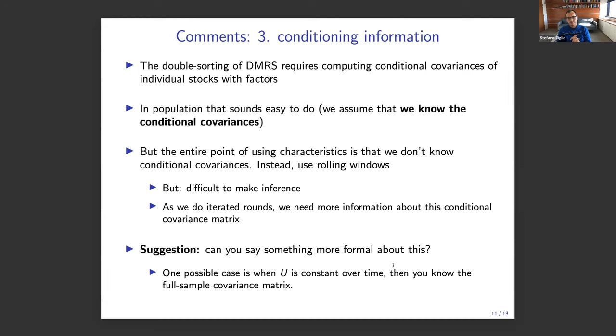Okay, the other side of this, rather than going in that direction, you could potentially say something maybe simpler if you assume that this residual part of U is actually constant over time. Then you can at least do the algebra of how it works if you can fully estimate this U from full sample estimation, or equivalently in population. But I think it would be nice to be able to say something slightly more formal about this procedure. And then my last comment, I'm right on time.